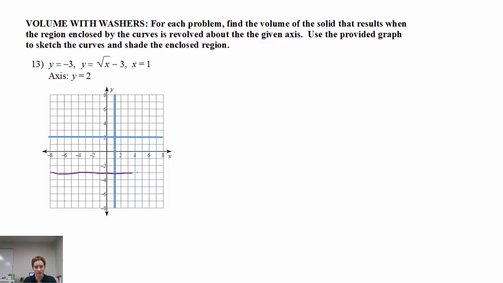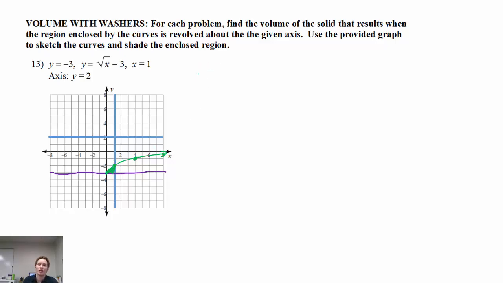It's down here. And then we've got square root of x minus 3, so we start at negative 3 and go up and over, like so. And so we're talking about this little bitty piece right here.